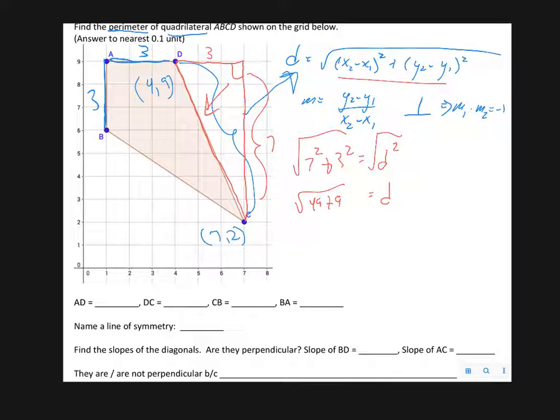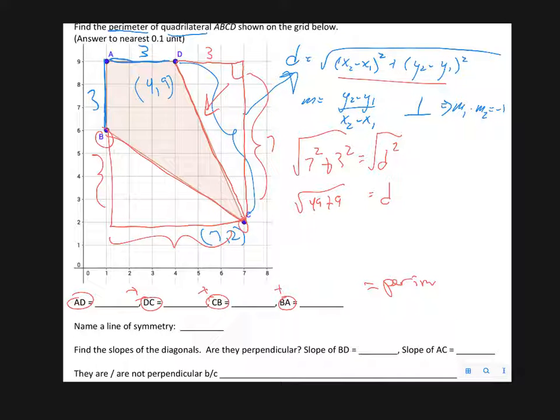So for B to C, you can create the right triangle there as well. And you can count this distance and apply the Pythagorean theorem. Now what are you going to do? You're going to have these 4 lengths. And what are you going to do with those 4 lengths? You're going to add them all together. And once you add all 4 answers, you should have the answer for the perimeter of the quadrilateral.